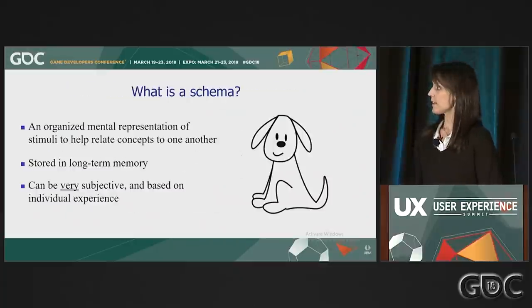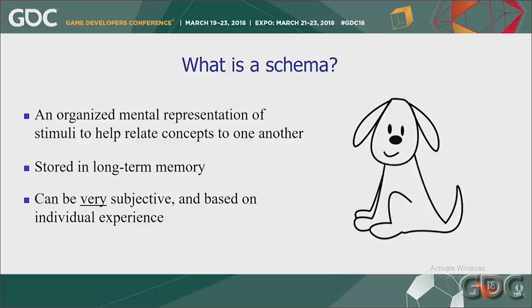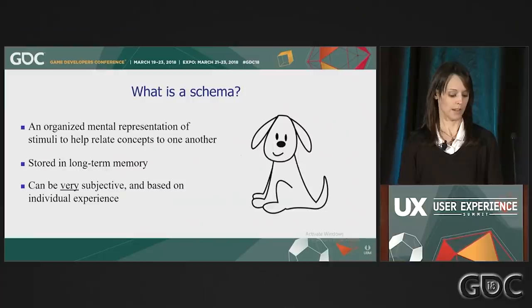So what is a schema? This is a good place for us to start. One example of this is obviously what you see here, this nice cute little puppy dog. In research, a schema is defined as an organized mental structure or representation of stimuli. Schemas really do work to streamline our information processing and categorize objects to help them relate to one another. General categorizations like this can more or less be considered universal. This is a picture of a dog, not of an airplane, and schemas tend to reside in our long-term memory.